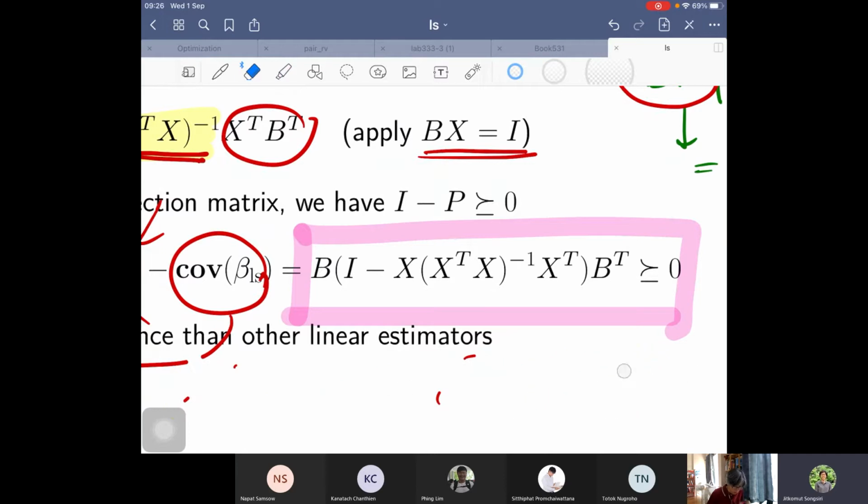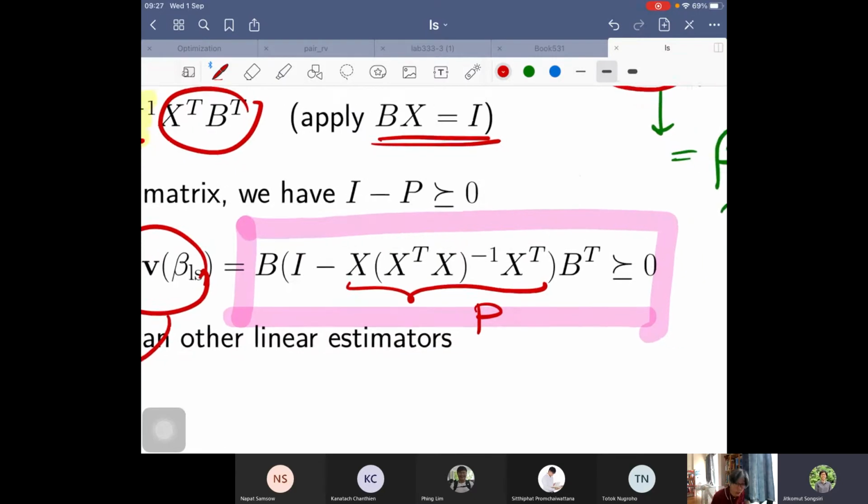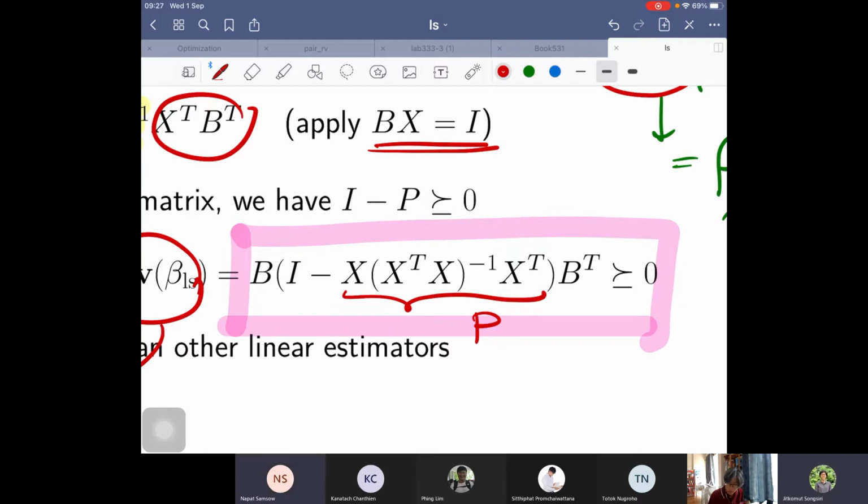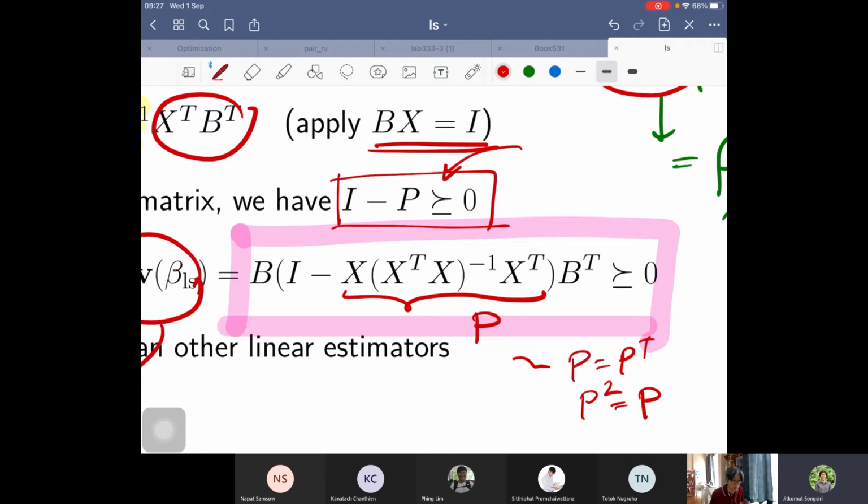Now it gives us a very familiar relationship. You will see that this is a matrix we have seen before. This is called P. What is this matrix P? It is an orthogonal projection matrix. That has what property? P equals P transpose, and P square equals P. And because P is an orthogonal projection matrix, we have the property that I minus P is a positive semi-definite matrix. I hope that you review this property also.